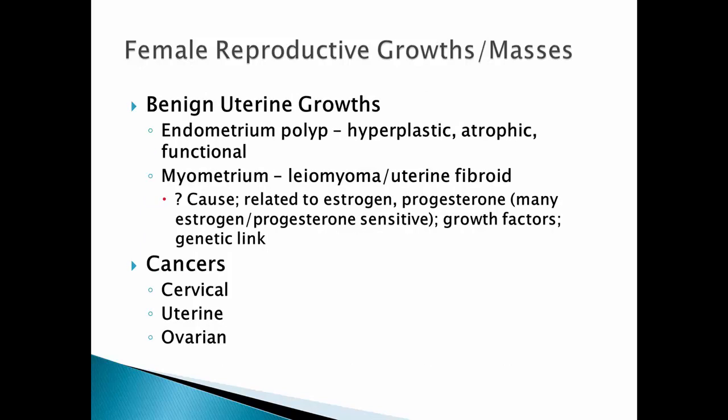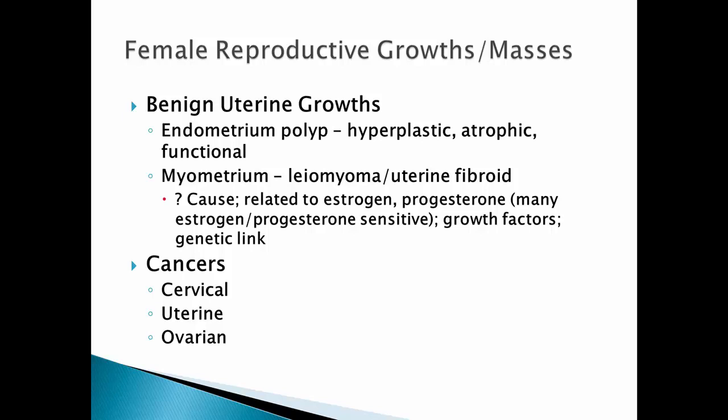Another type of reproductive growth or mass are benign uterine growths. And there are two fairly common benign uterine growths. These are endometrial polyps and, in the myometrium, leiomyomas or uterine fibroids, generally the name we might know them from. When we look at endometrial polyps, they may be hyperplastic, and remember, a polyp is like a little mushroom-like structure, and these are pedunculated. And these can be very hard to differentiate from the endometrial wall itself or whether it's a sarcoma. So we want to be sure we follow up on these. These may be atrophic or inactive growths, or they may be more functional growths.